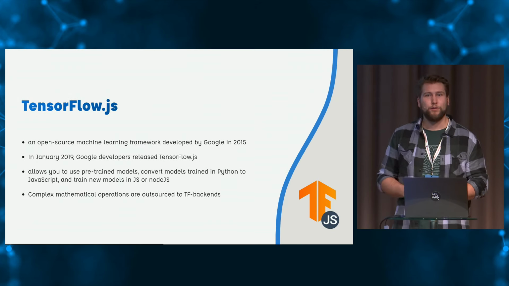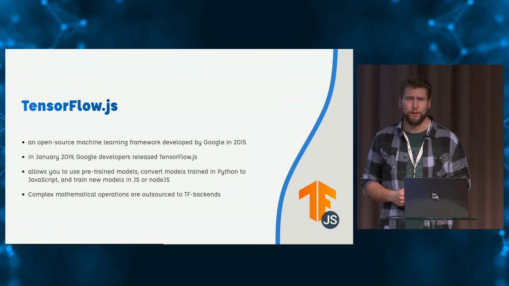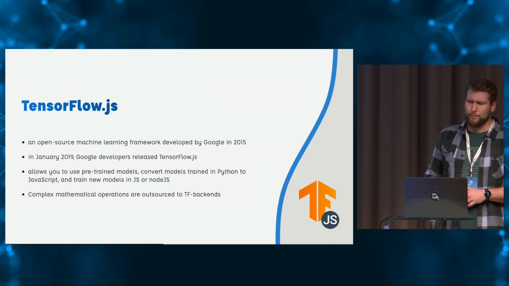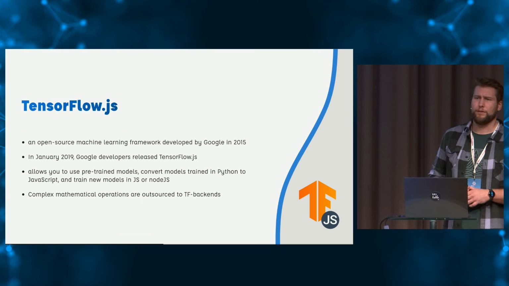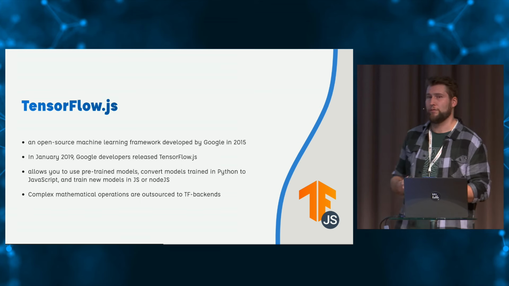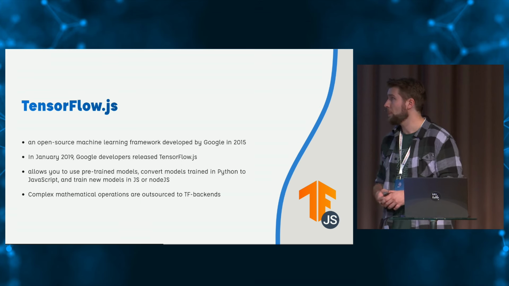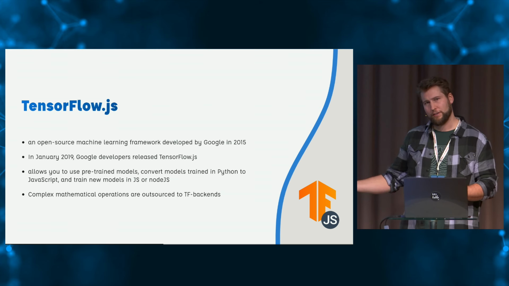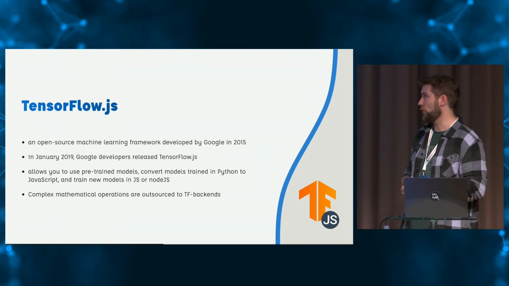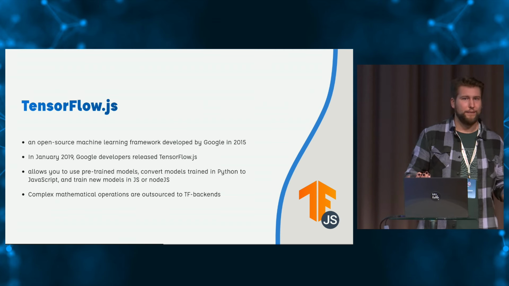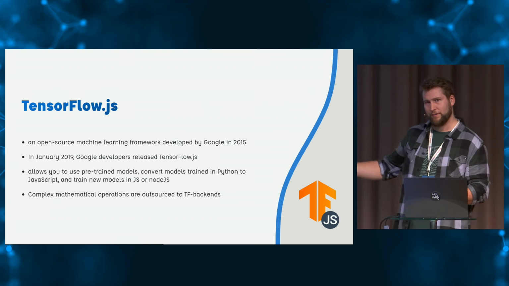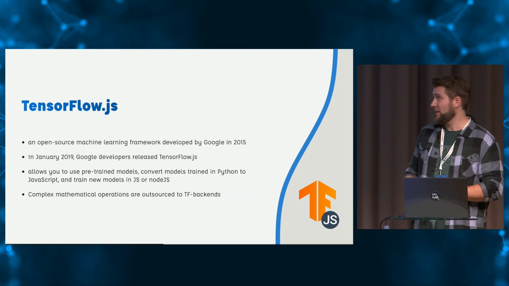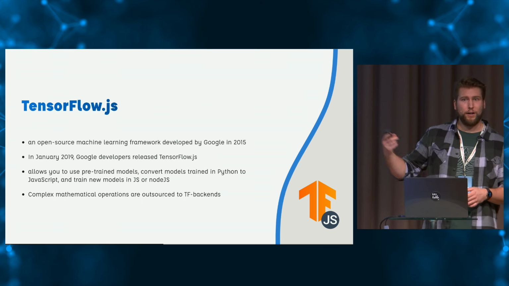There is a project called TensorFlow. It is an open source machine learning framework developed by Google in 2015. It was originally written in Python, but since 2019 it's also available in JavaScript, so we can use it in Node.js or in the browser. And one very important thing about TensorFlow is that those calculations are outsourced into so-called TensorFlow backends. That means we have, for example, a CPU backend where all those calculations are happening in JavaScript, which is quite slow. There's also a WebAssembly backend, where those are happening in WebAssembly.